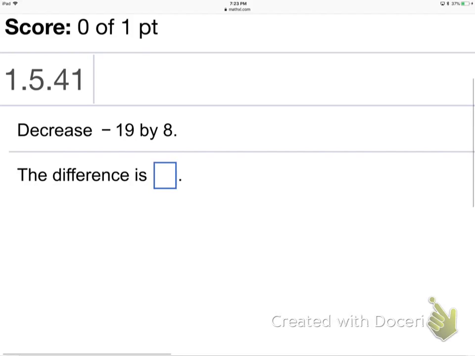Yeah, it's another word for subtraction, isn't it? Decrease, whoa, I'm throwing my pen. Decrease, difference, it's another word for subtraction.